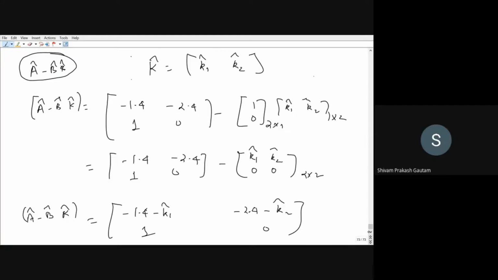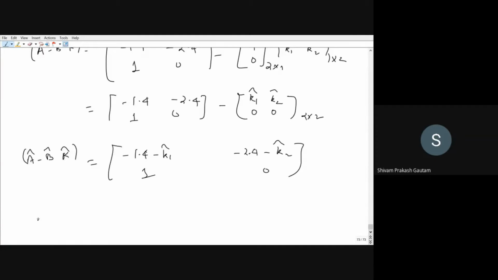Now if you want to find its determinant, it will be lambda to the power, what is the maximum dimension of this? You can see lambda square minus whatever the coefficient of this, that is minus 1.4 minus K1 cap, into lambda, minus 2.4 minus K2 cap, into lambda to the power 0, is equal to 0.